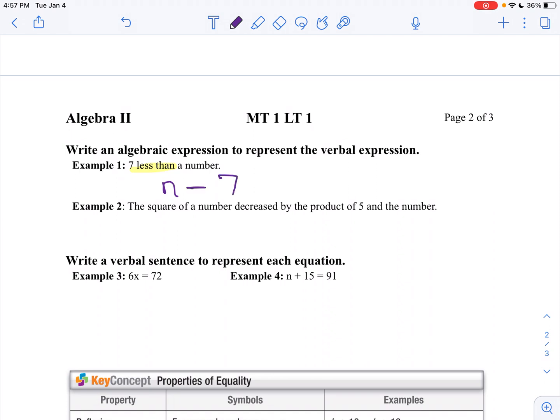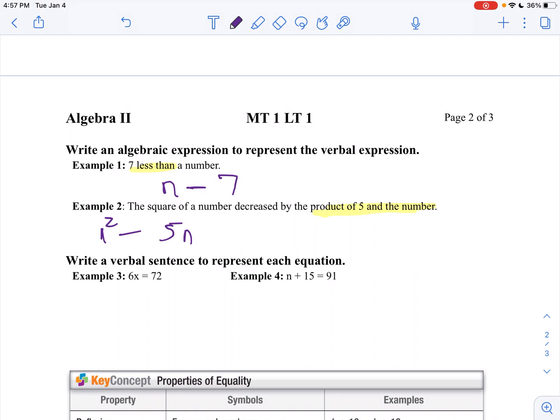The square of a number decreased by the product of 5 and the number. Now we know product is the answer to a multiplication problem. So I'm going to take 5 times the number. I'm going to decrease that from the square of a number. So I'm going to say n squared minus 5n because I'm taking it away from.